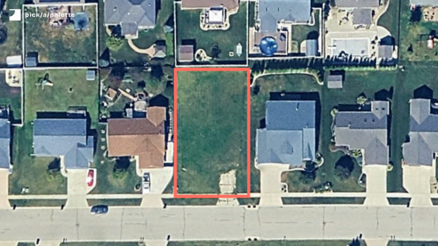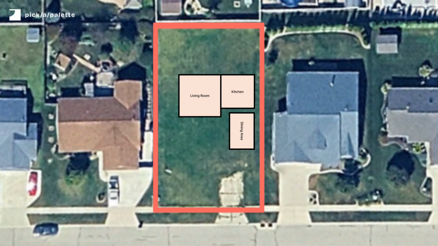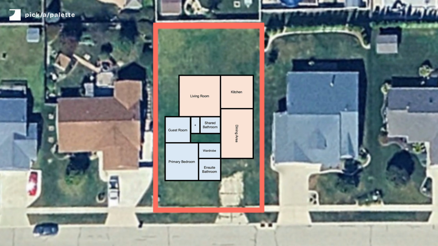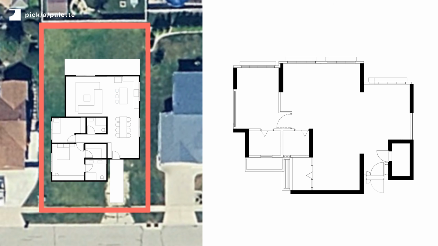Imagine you have an empty plot of land and want to design a house from scratch. We start with the big picture. Think of each room as a simple block: living room, kitchen, dining area, bedrooms, and bathrooms. Once the blocks are sized, we can arrange them into a layout. If you are renovating an existing home, stay with me. I will show that workflow near the end.